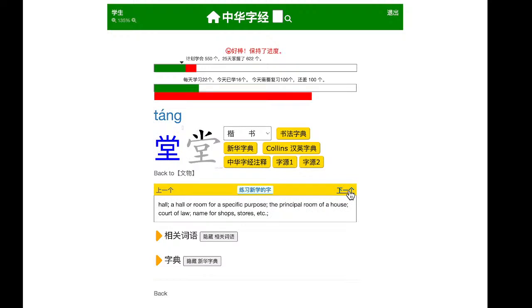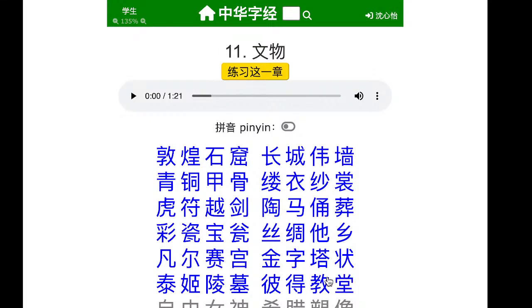Because the next character is Tang, which is a hall or a room for a specific purpose. A court of law or other types of special purpose rooms. So 教堂 is a special purpose room or hall for religion. That is to say, a church. So this is St. Peter's Basilica. 彼得教堂.